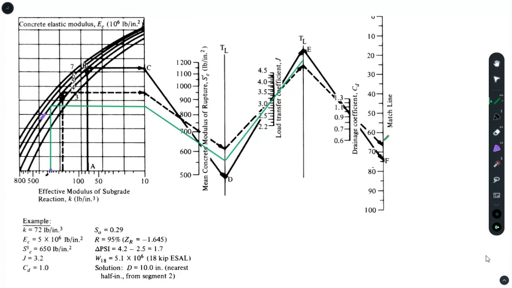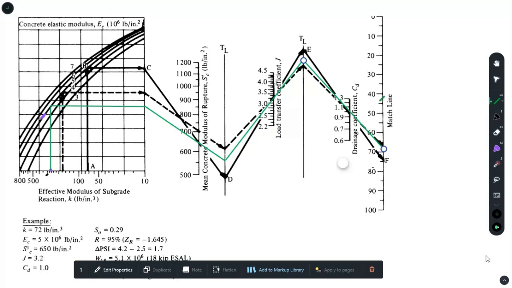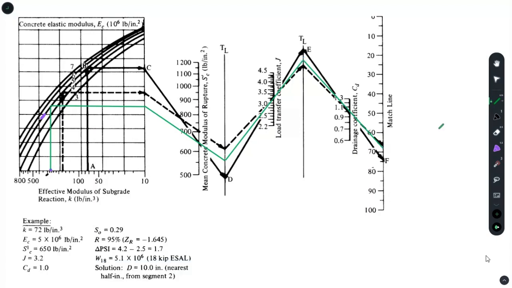Now we'll consider the drainage coefficient. For our math, the drainage coefficient was 1. So we'll touch this point, and then I will touch point 1, which is this, and you'll get a value like that. So you have a match line, and you have got a value here.